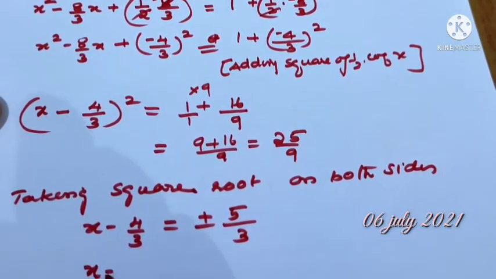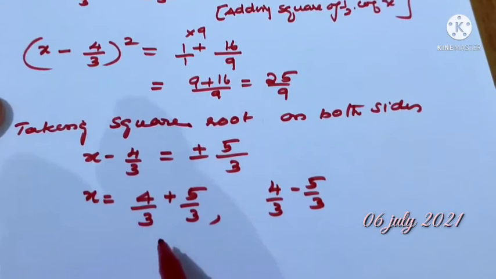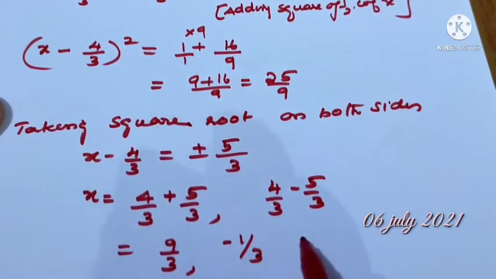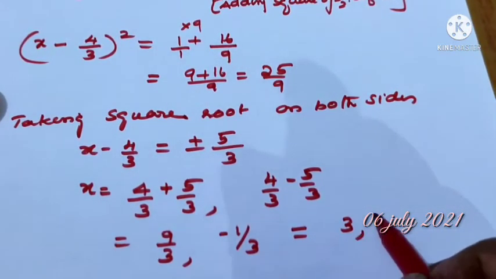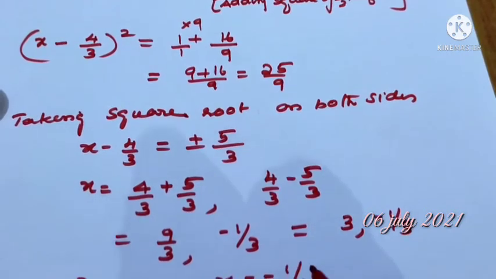So x we are keeping this side, minus 4 by 3 I am taking to this side. So plus 4 by 3 plus or minus 5 by 3. I have written first the plus value, then 4 by 3 minus 5 by 3. 4 plus 5 is equal to 9 by 3, then minus 1 by 3. Because the denominator is same, directly we can do. What is 9 by 3? 3, and the other one is minus 1 by 3. So what are the values we got? x equal to 3 or x equal to minus 1 by 3.